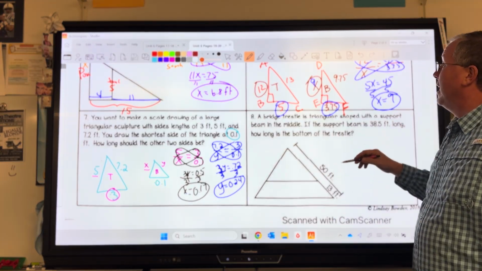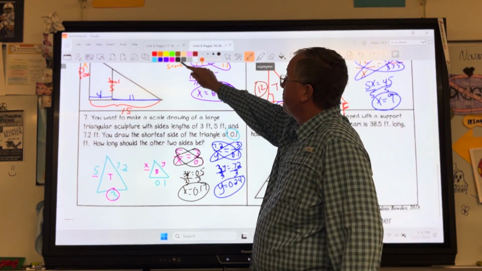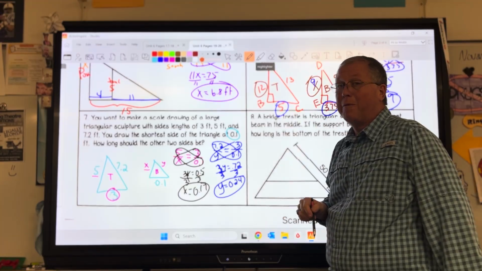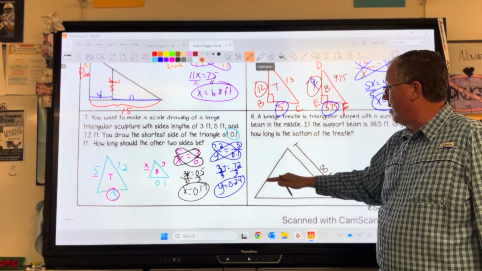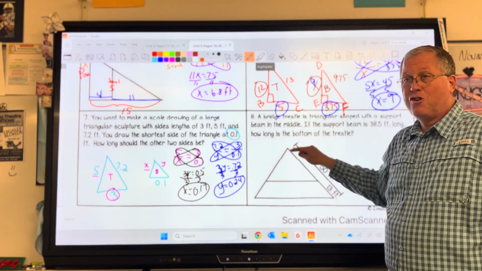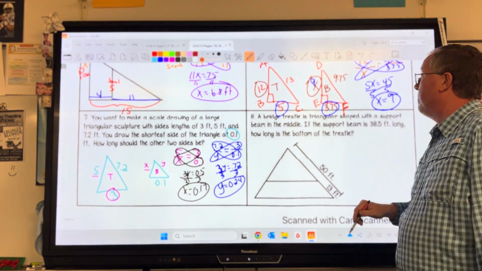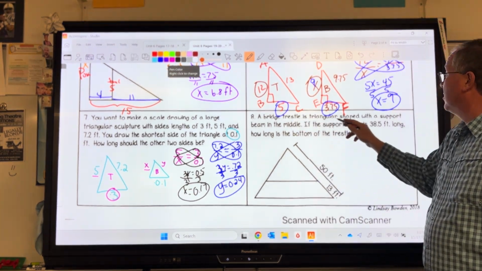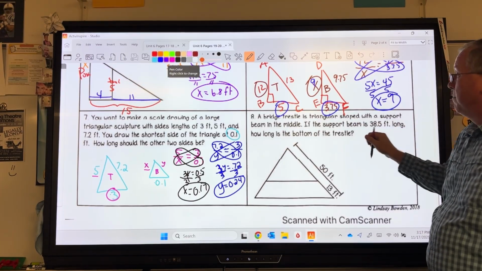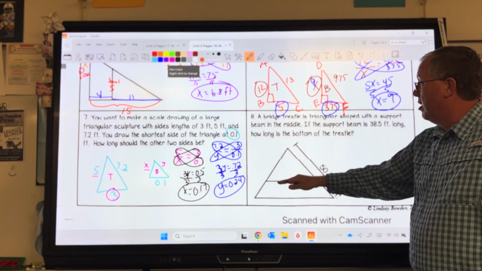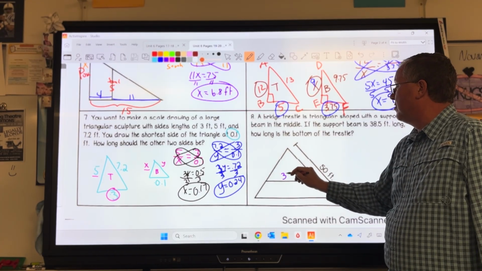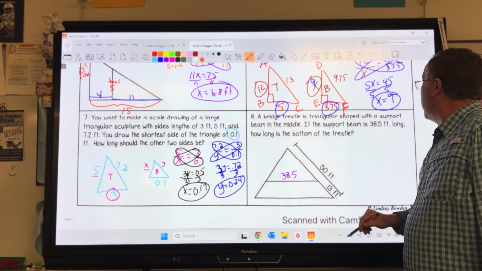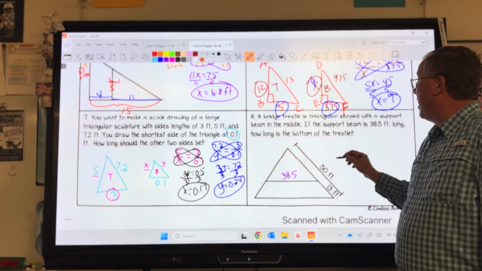And then last but not least, we have this one. By the way, nice little vocabulary word. It's called a trestle. A trestle is a bar you put across in a triangle to stabilize it, okay? So a bridge trestle is triangular shaped with a support beam in the middle. So here's our trestle, support beam going across the middle. If the support beam is 38.5, so this is 38.5 feet long, how long is the bottom of the trestle?